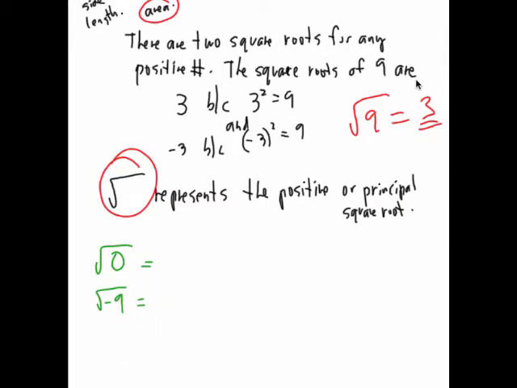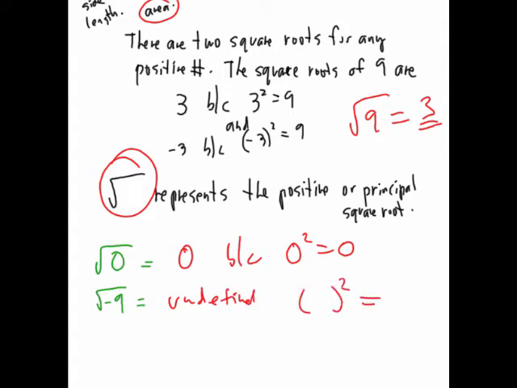Alright, the square root of 0 is 0 because 0 squared is 0. The square root of negative 9 is undefined because nothing squared will give negative 9. There is no value. Okay, so in general you can't square root negative numbers.